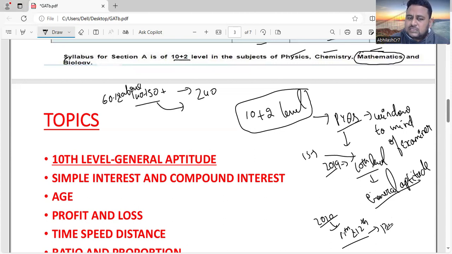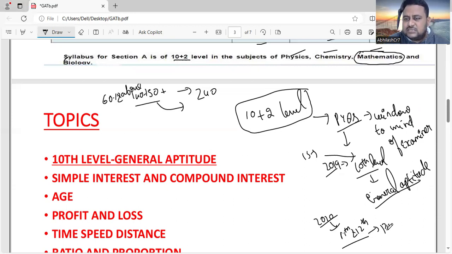So, is completely studying 10th level enough? Not enough. Is completely studying only PU level enough? Not enough. So we have to study both 10th level and also plus 2 level. Do you have to study plus 2 level completely? No. The answer is no.